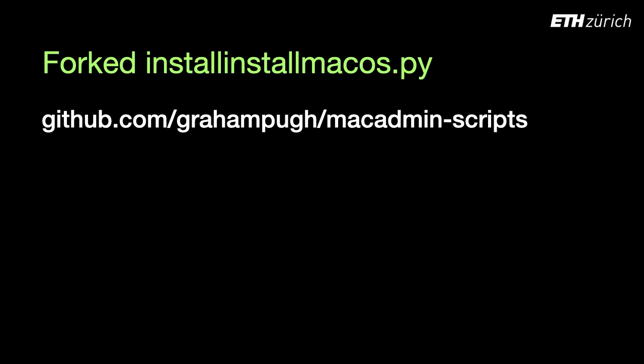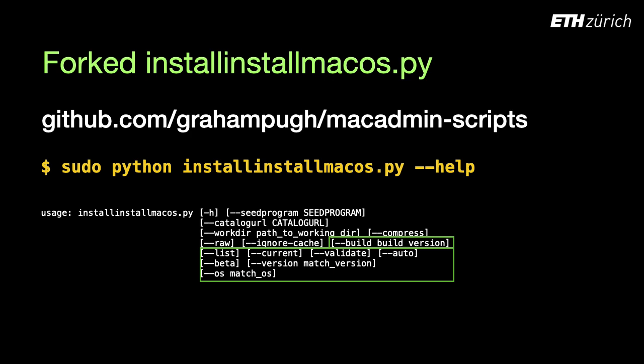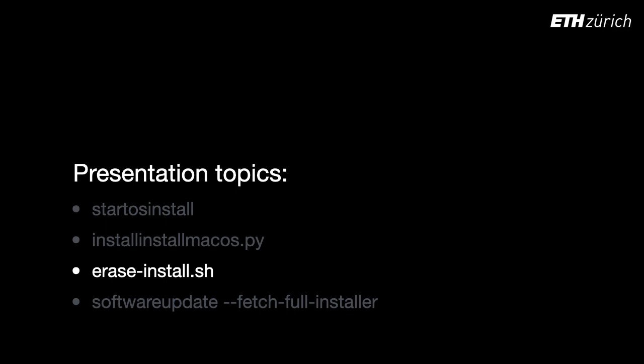To achieve this, I made a fork. I added additional flags such as current, auto, version, os, and build, allowing us to automate the download of the build we want. And I built compatibility checks into the script to validate that pre-made choice with the system that it's being run on. Let's look at how erase-install brings installinstallmacos and startosinstall together into one command and the main options you're likely to want to use.